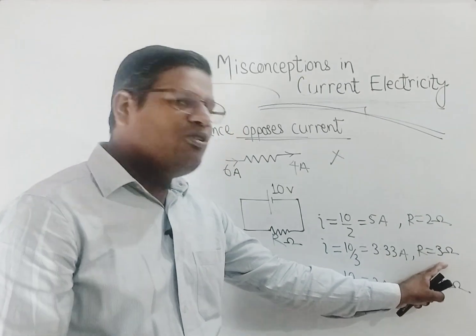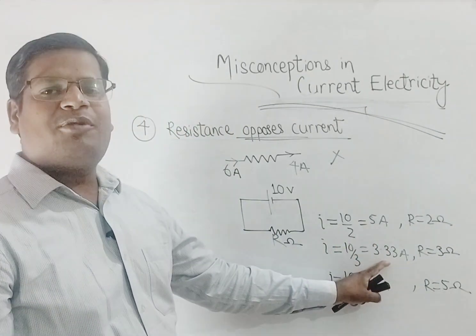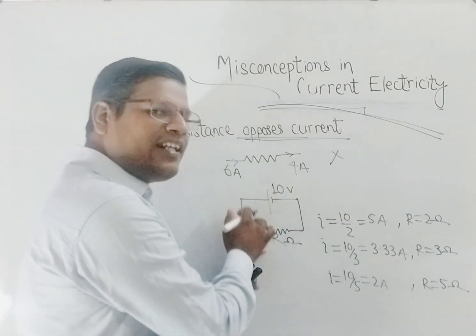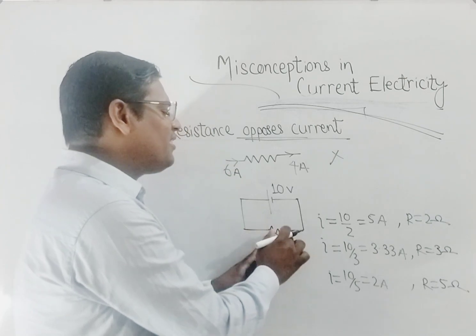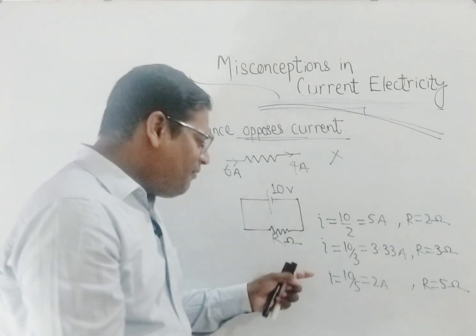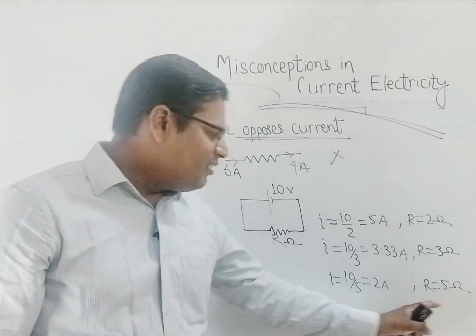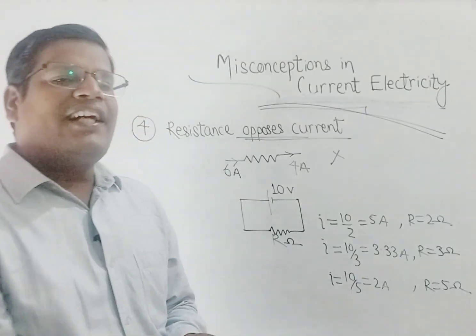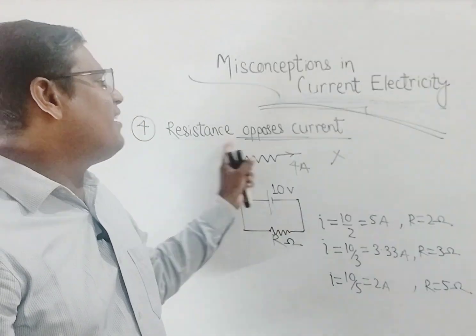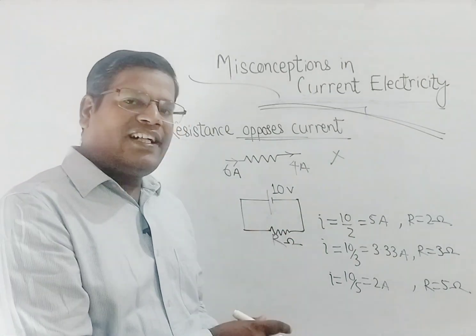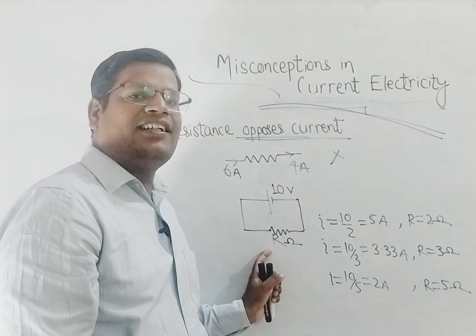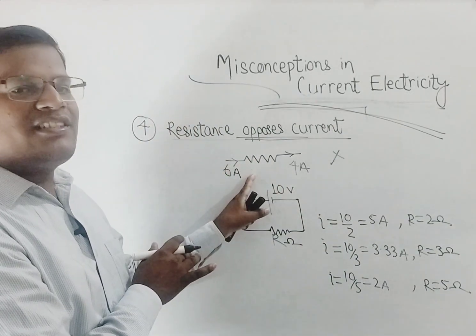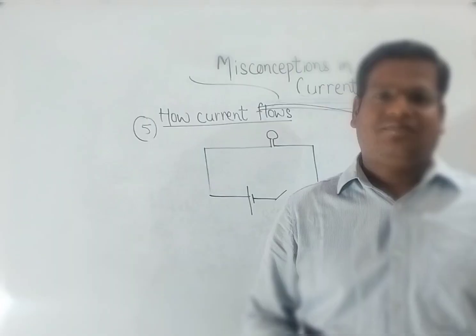But if the resistance has a higher value, 3 ohm, then the current is lesser, 3.33 ampere. So 3.33 ampere current enters here, and 3.33 ampere current goes out from here. If the resistance is even higher, let's say 5 ohm, then the current is 2 ampere. That means the higher the value of resistance you take in the circuit, the lower the value of current you get. In that sense, resistance opposes current. But whenever a resistor is connected, the same amount of current enters and comes out of the resistor. It does not mean a higher value of current enters the resistor and a lower value comes out.